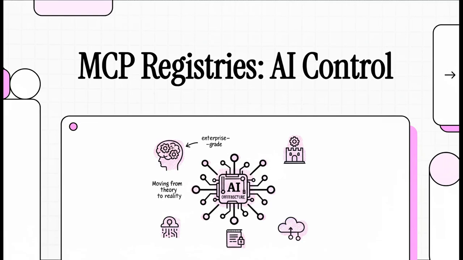All right, today we're diving into something that is quickly becoming a critical piece of AI infrastructure, the enterprise-grade MCP registry. Now, MCP stands for Model Context Protocol, and you can really think of it as the new control system for a world that's being powered more and more by AI. So let's break down what that actually means for you.